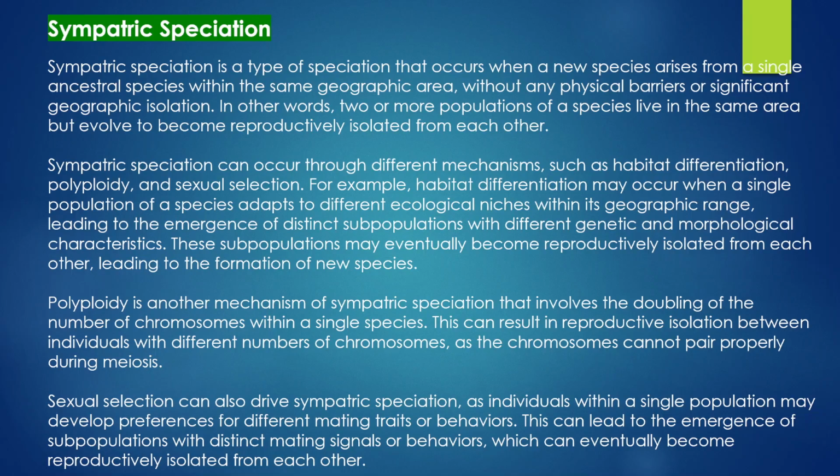Sexual selection can also drive sympatric speciation, as individuals within a single population may develop preferences for different mating traits or behavior. This can lead to the emergence of subpopulations with distinct mating signals or behaviors, which can eventually become reproductively isolated from each other.